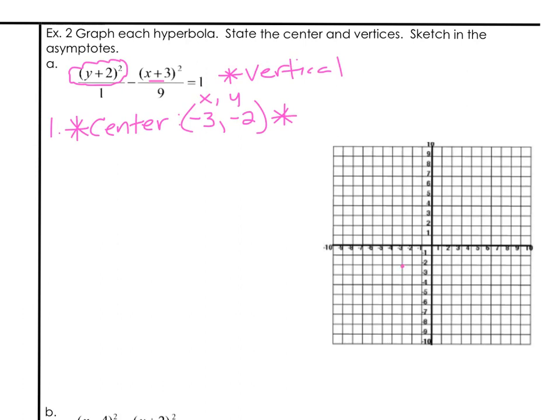(-3, -2). All right, to get those major vertices, now everything else should be pretty straightforward. To get those major vertices, and again, these are the only vertices that we plot.